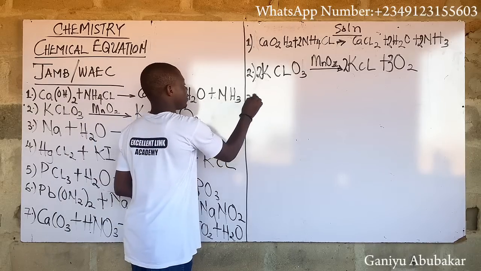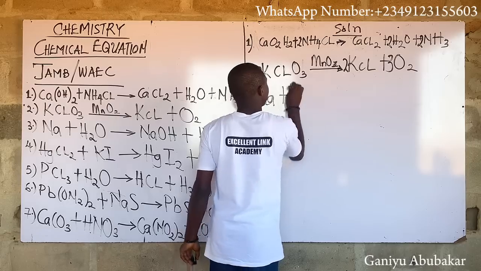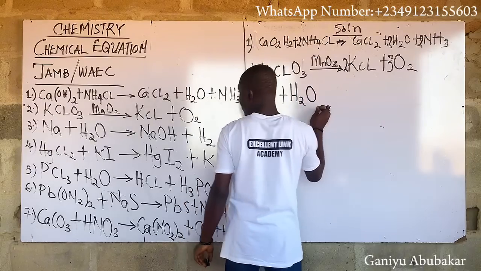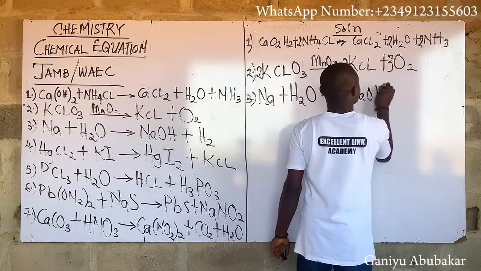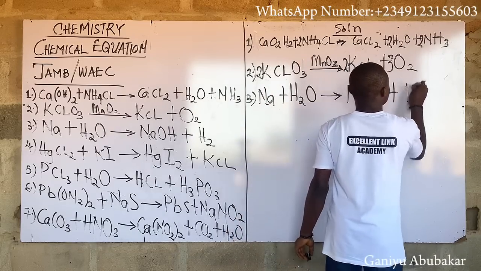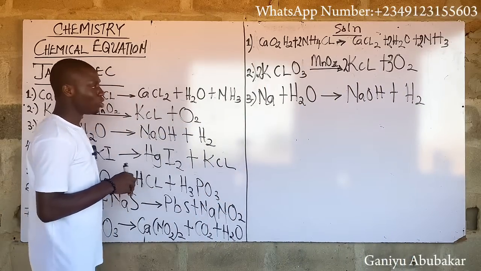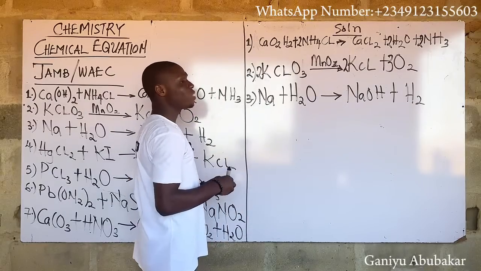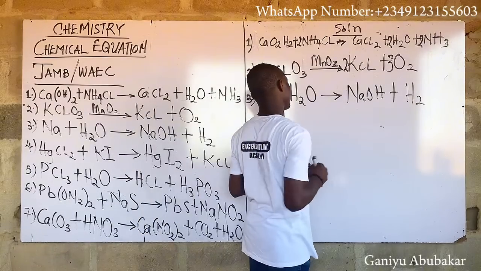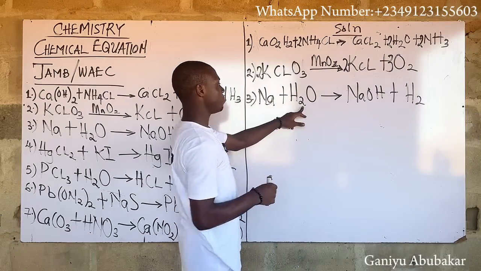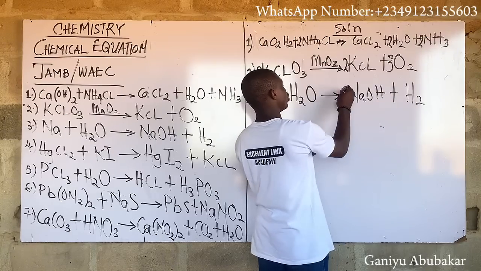Let's do number 3, please. I have Na combined with H2O to give NaOH plus H2. Let's balance this chemical equation. To balance this is quite an easy task. Sodium is 1 here. Sodium is 1 here. Is balanced. Hydrogen is 2 here. Hydrogen here is 1. Right? So to make this one balanced, I'll put a 2 here.